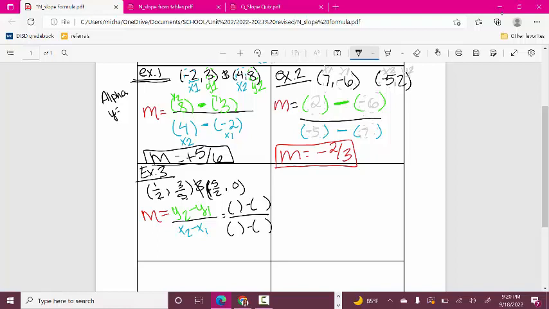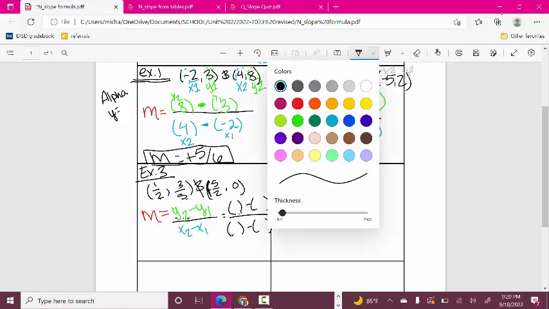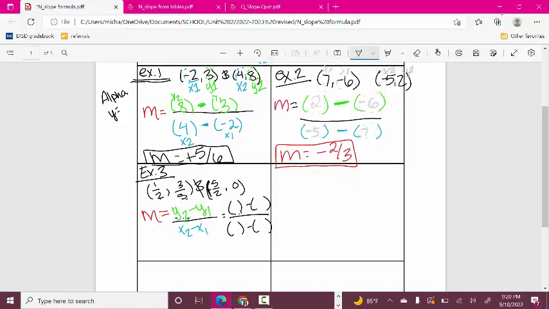This bubble is in place of y2, and I guess I haven't labeled my ordered pairs yet, so I'll go back and do that. I'll call 1/2 x1, the x value from the first ordered pair, which means 3/5 is the y value from that first ordered pair, so 3/5 is y1. 5/2 is the x value from the second ordered pair, so 5/2 is x2, and 0 is the y value from the second ordered pair, so 0 is y2.